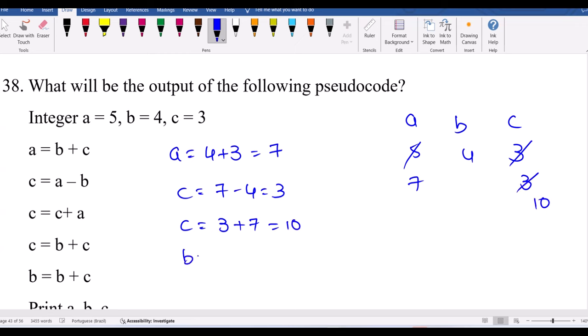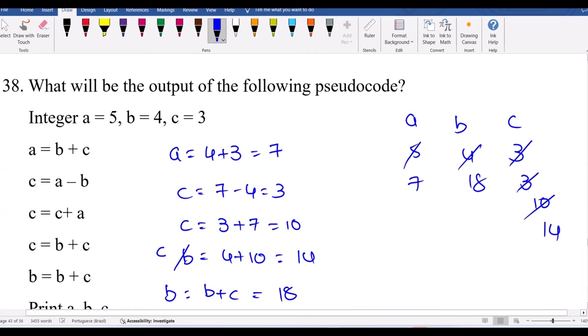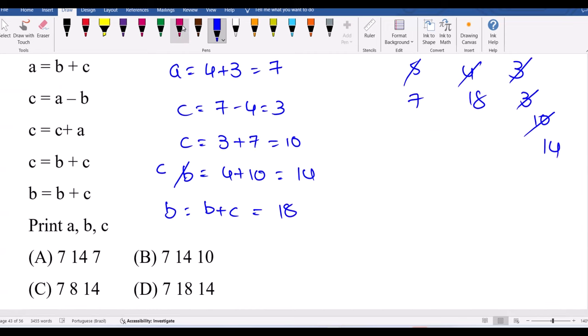B equal to B plus C. B is 4, C is 10 now. So this is again C only. C equal to B plus C. So B is 4, C is 10, 14. C is updated to 14. Now B equal to B plus C. So 4 plus 14 becomes 18. Now print A, B, C. So 7, 18 and 14. Option D. This type of questions you can focus on.